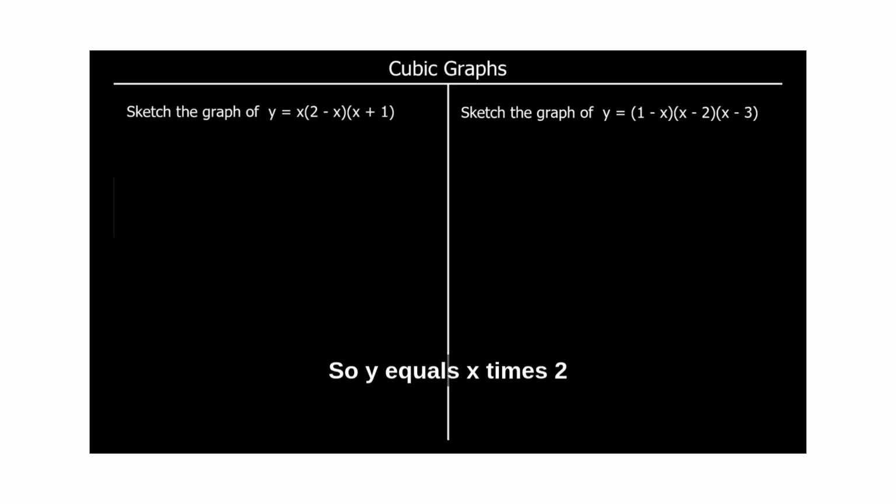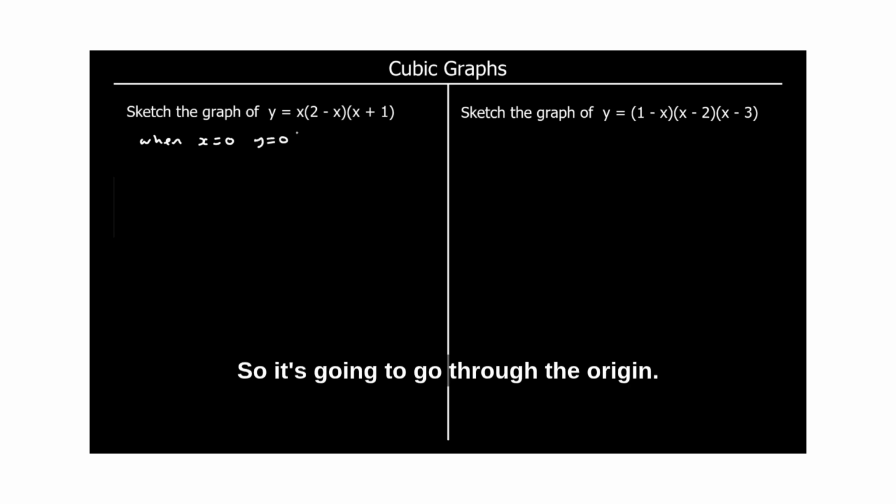Here's another graph. So y equals x times 2 minus x times x plus 1. So again, crosses x when y is 0, crosses y when x is 0. So if I say when x equals 0, it's going to cross the y. So we'll have 0 times 2 times 1. 0 times anything is 0. So it's going to go through the origin. It's going to go through 0, 0.